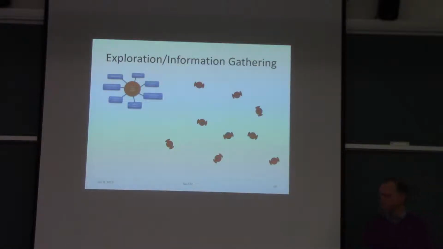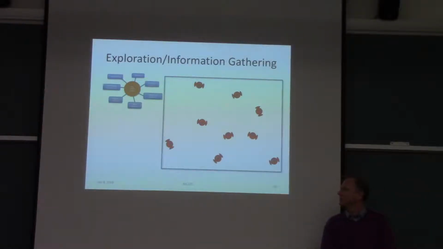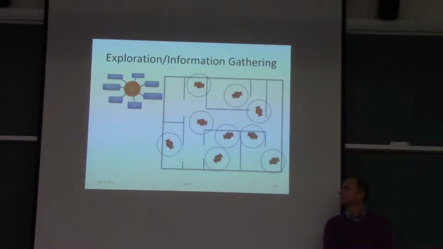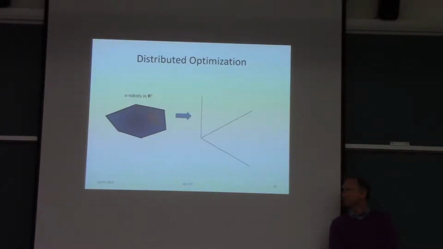And then finally, exploration and information gathering. You've got a bunch of robots, you want them to move around an environment to build a map of what's there. So for example, you send all your robots through the door of an unknown building. You want them to explore the building and build a floor map of the building. So that's something like this. How do you coordinate the motions of the robots to build that map?